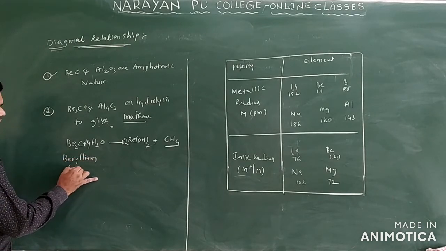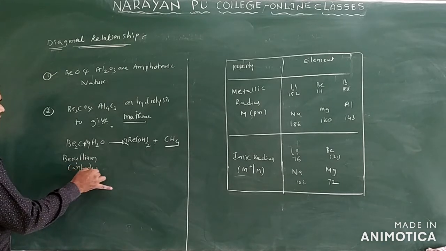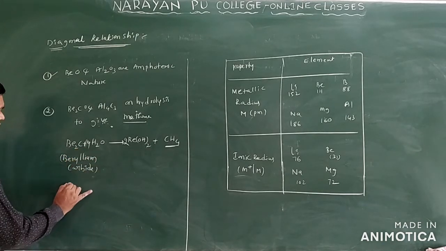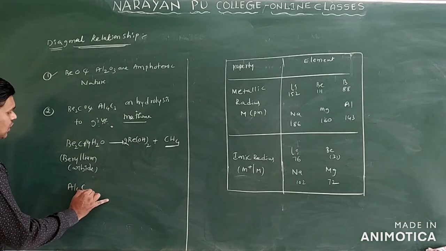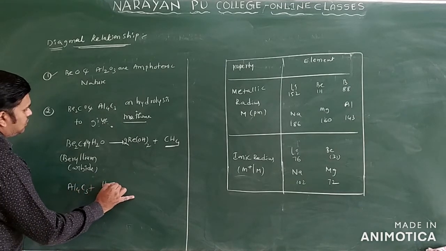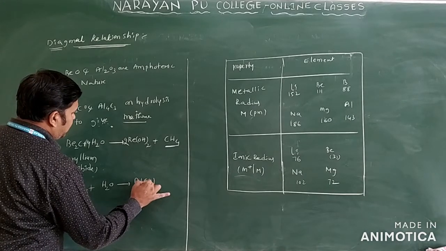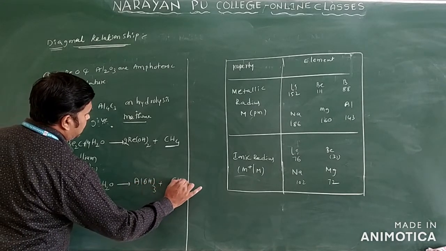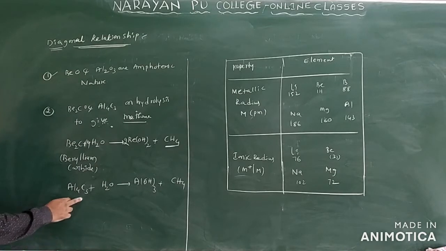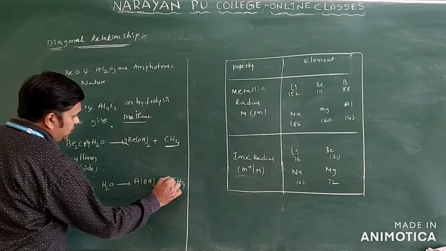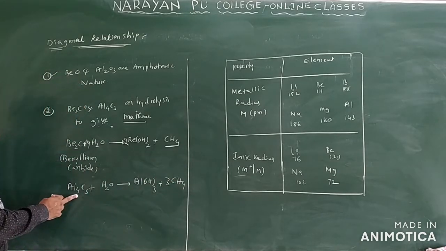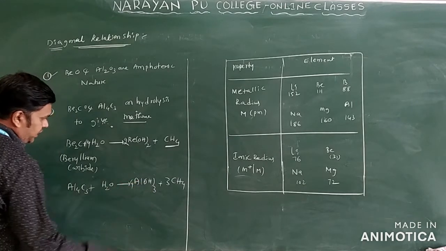This is beryllium carbide on hydrolysis to produce what? Methane. In the same manner, you can take aluminum carbide also. Aluminum carbide on hydrolysis gives aluminum hydroxide and methane only. How many carbons are there? 3 only. So I will write here 3CH4. How many aluminums are there here? 4 only. I will write 4Al(OH)3.